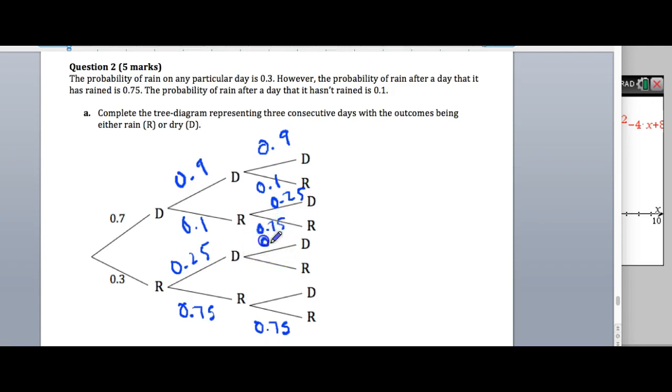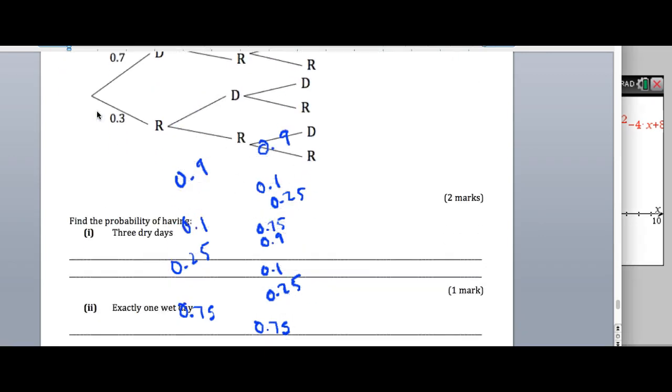Okay, dry is 0.9, 0.1, and it's 0.25. What a pain in the bum of a tree diagram. Okay, leave it there. I'm just going to see my questions though.